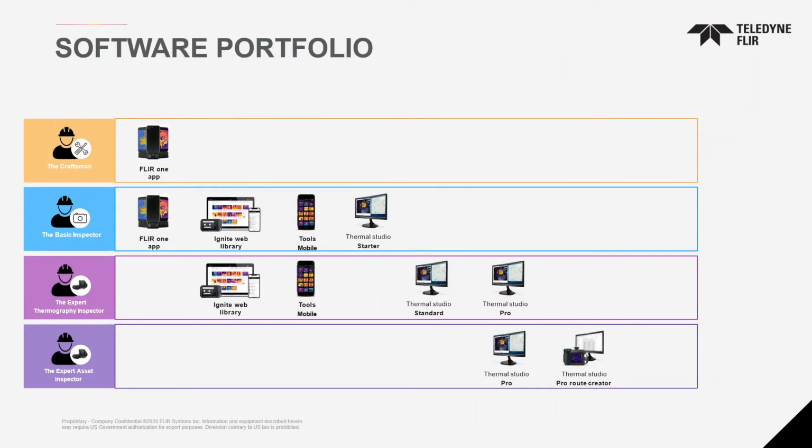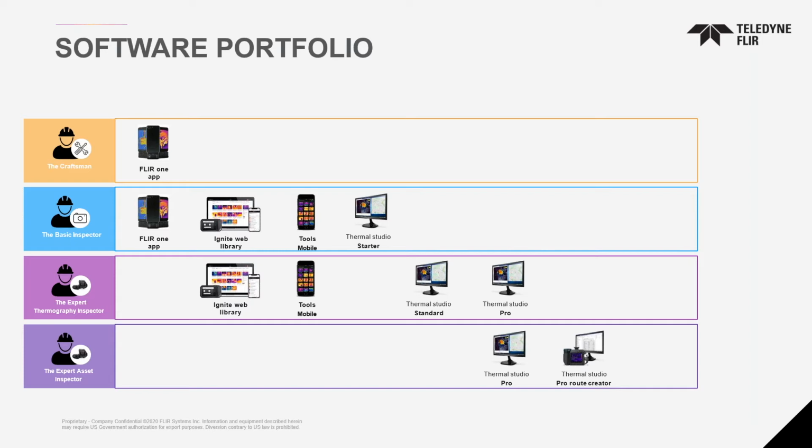So now we have our software portfolio and kind of how it relates to each one of these types of workers out there. So the craftsman, again, this is just going to be for your personal use. Maybe you don't use thermal every day, so you're not going to buy the most expensive camera, but maybe just like our FLIR One Pro that connects to your phone that you want to have on you just for quick checks, right? For that, the software is going to be built into that app, and you're probably not going to need much more than that.